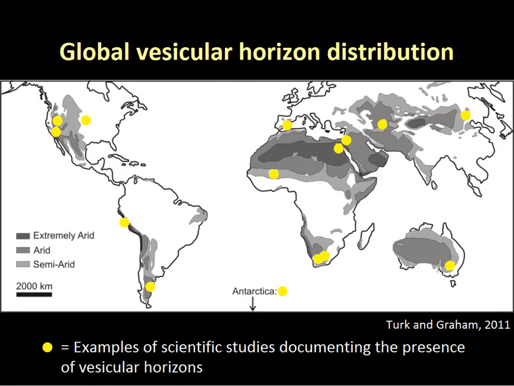First, this map is showing a rough estimation of the worldwide distribution of vesicular horizons. The background gray map is the same map that I showed you on the first slide. This is the USDA map of arid and semi-arid land. And then each of these yellow points is an example of a scientific study that documents the presence of vesicular horizons in different parts of the world. So what we can see is that vesicular horizons occur on every continent on Earth. There's even a study of vesicular horizons in Antarctica, and they're mainly associated with arid and semi-arid lands.